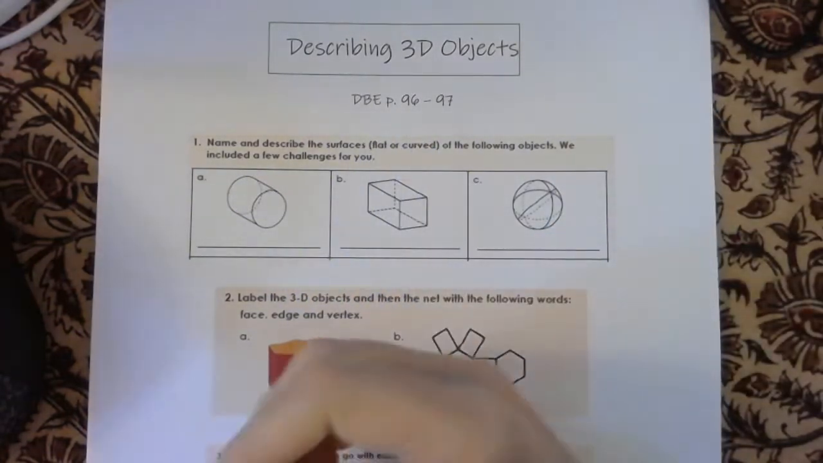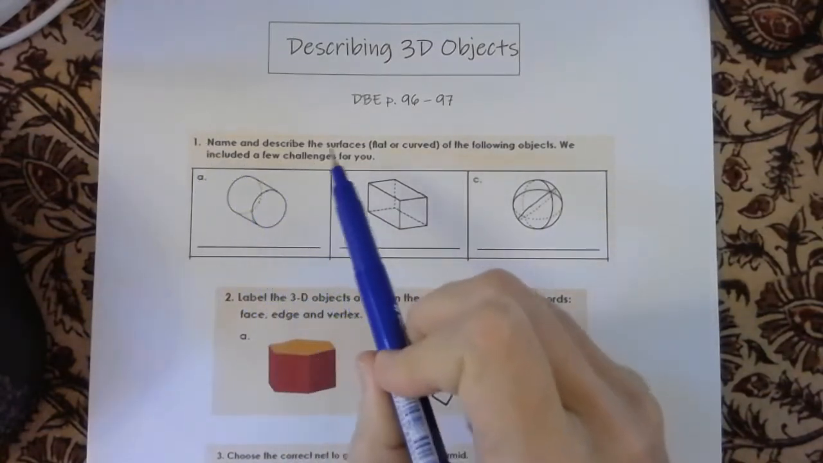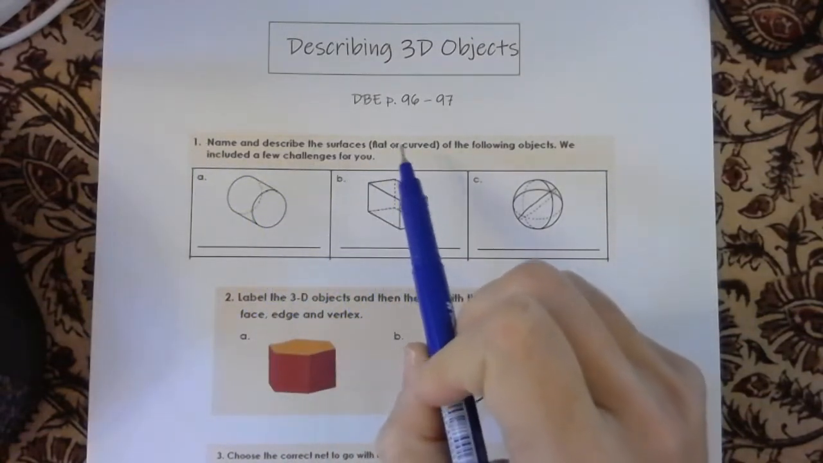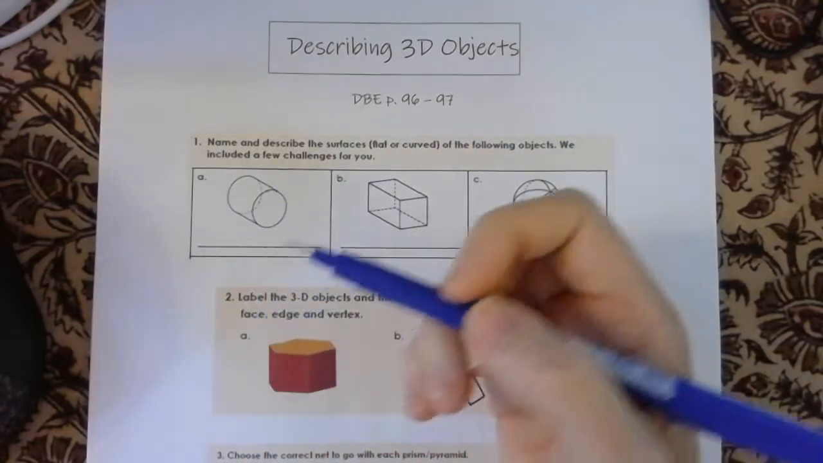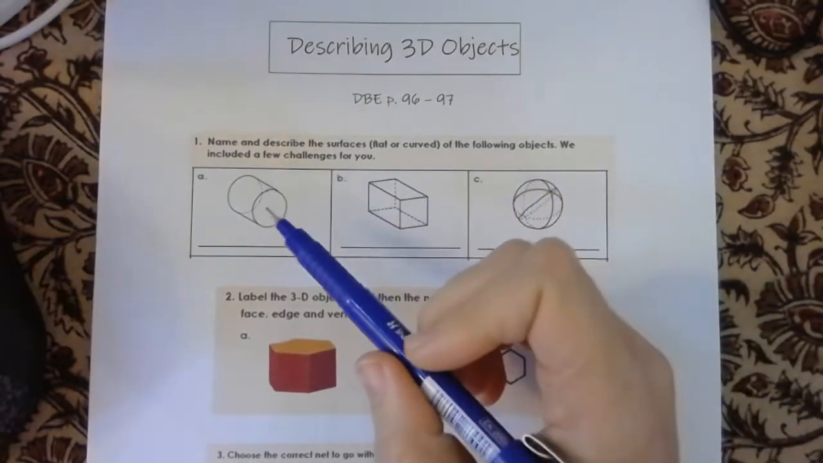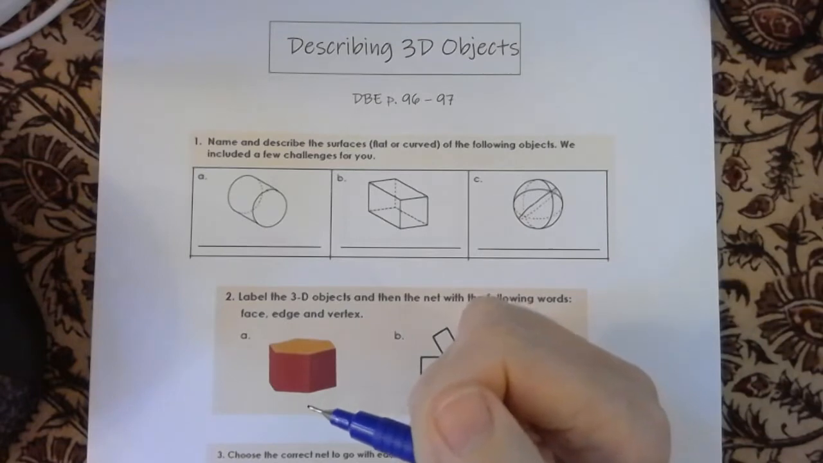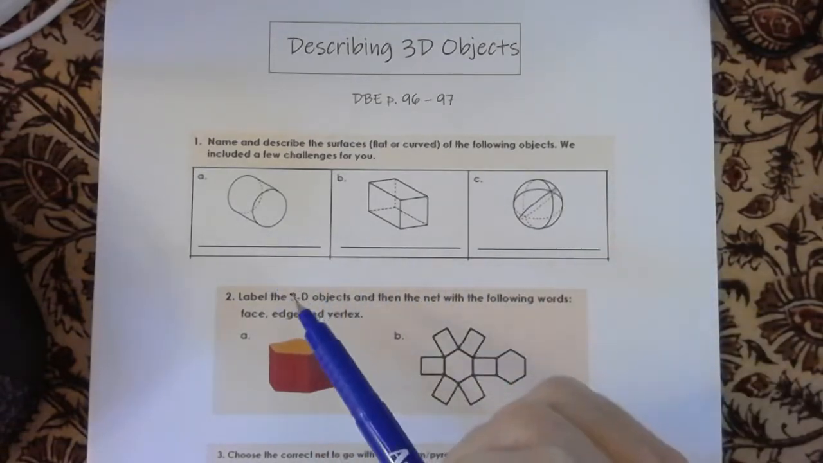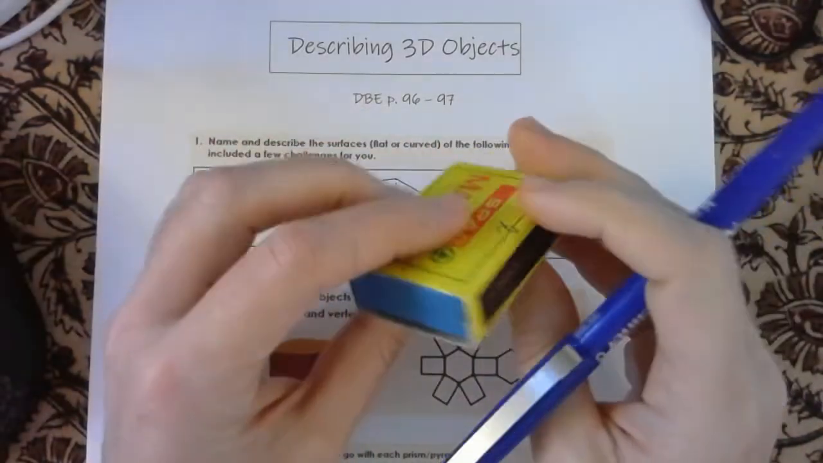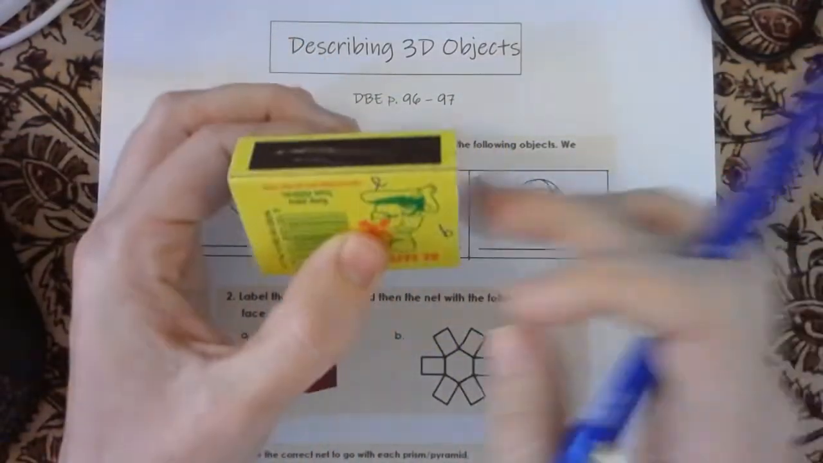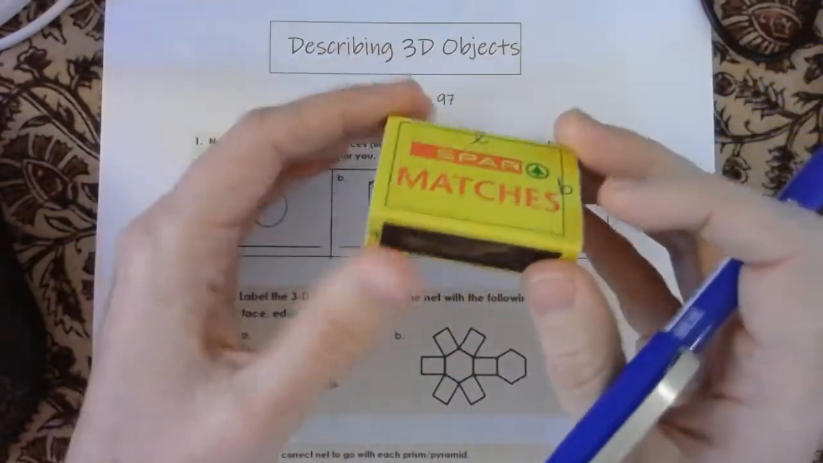So if you page to page 96, you will see the question number 1. It says, name and describe the surfaces, flat or curved, of the following objects. We included a few challenges for you. When you look at the surfaces, in other words, the faces of the 3D objects, you must tell whether the face is flat or curved. So if I look at my matchbox here, all the surfaces or all the faces are flat. None of them are bent or curved.